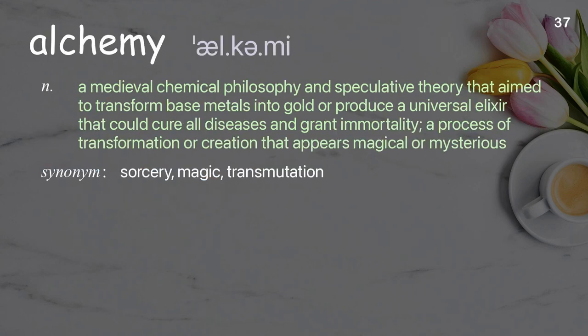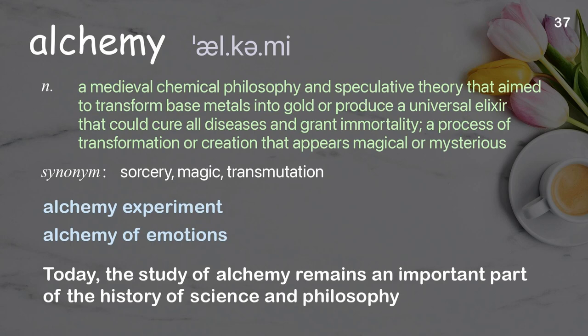Alchemy. A medieval chemical philosophy and speculative theory that aimed to transform base metals into gold or produce a universal elixir that could cure all diseases and grant immortality; a process of transformation or creation that appears magical or mysterious. Examples: alchemy experiment. Alchemy of emotions. Today, the study of alchemy remains an important part of the history of science and philosophy.